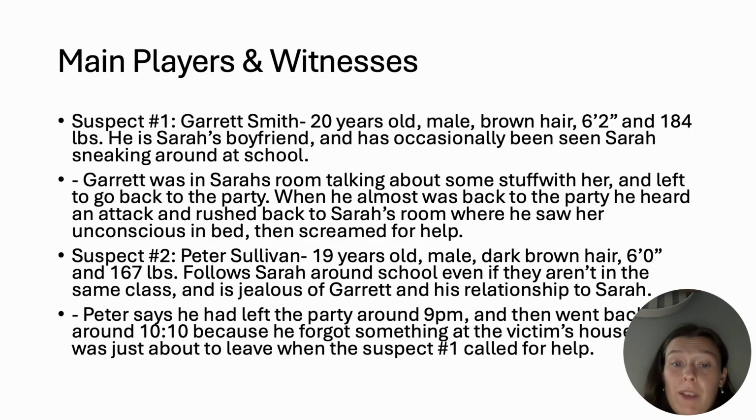Suspect number 2 is Peter Sullivan. He's 19 years old, male, dark brown hair, 6 foot, 167 pounds. He follows Sarah around school even if they aren't in the same class, and is jealous of Garrett and his relationship with Sarah. Peter says he had left the party around 9 p.m. and then went back around 10:10 because he forgot something at the victim's house. He was just about to leave when suspect number 1 started calling for help.